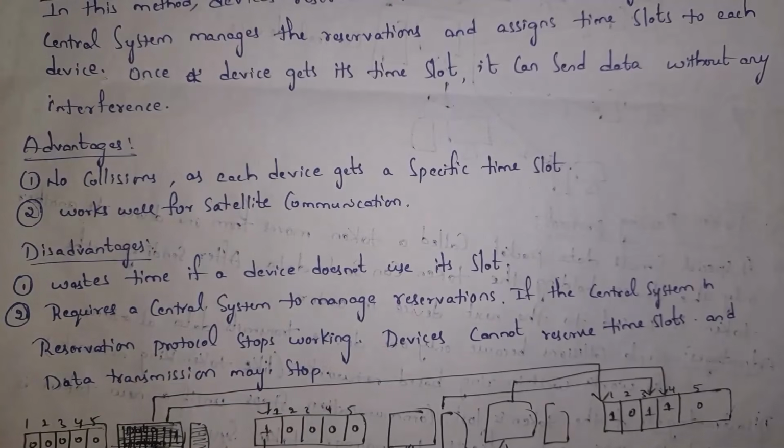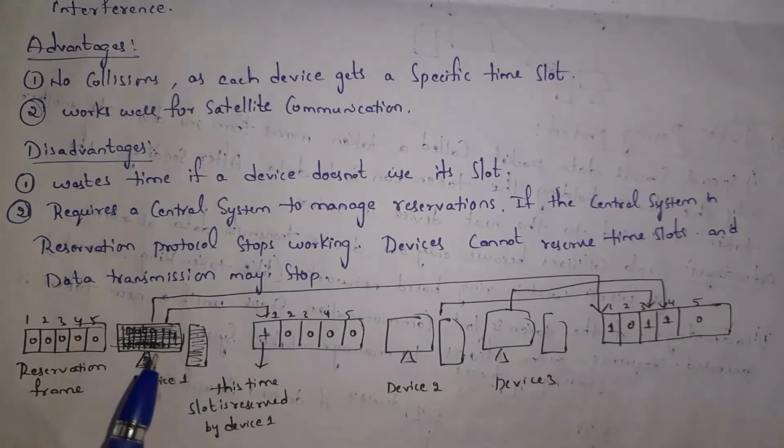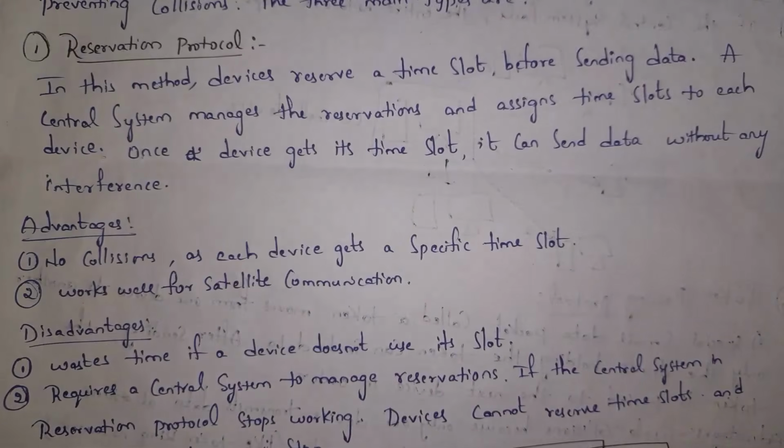And the first one is, guys, for example, device 1 took this time slot, but device 1 is not sending data. So this time slot will be wasted. And in order to give reservations for each device, there must be one central system. So if the central system fails, devices will not get time slots and cannot communicate. This is all about the reservation protocol.